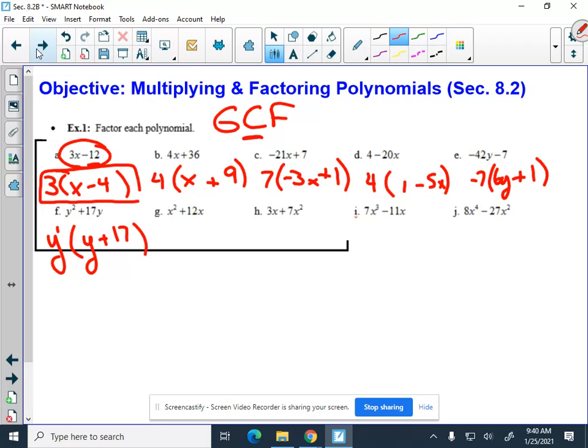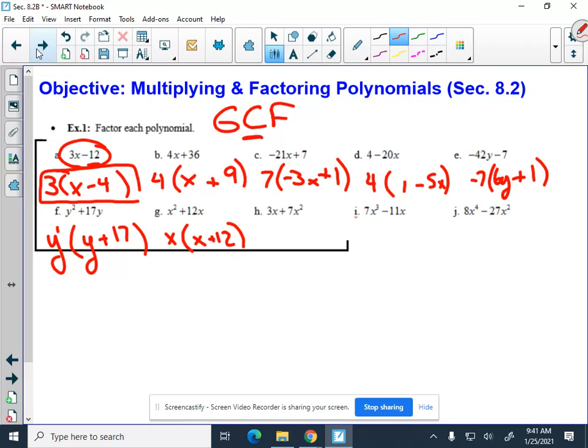Can you look at the next one? Can you try that one? Compare it to this one. I'm going to give you about 10 seconds to try this one is all. We pull out an x. What do we get inside? Plus 12. Good. All right.